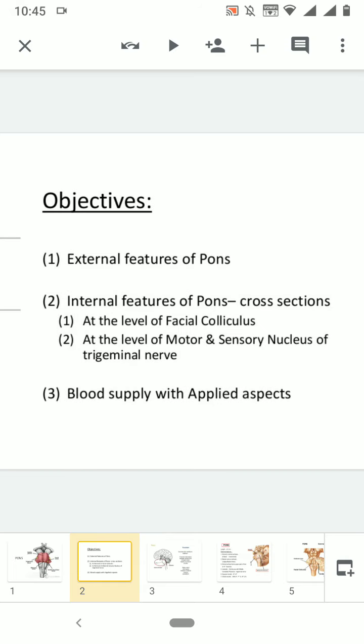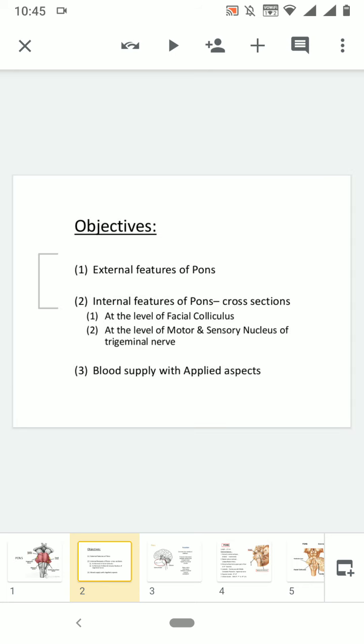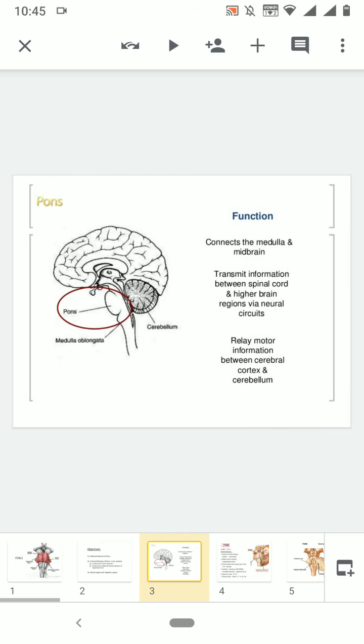So we have to know, similar to the medulla oblongata, the external features of the pons or the gross anatomy of the pons. Secondly, we also have to know the internal features or the cross sections of the pons. Pons cross section at two levels you have to know, that is at the level of the facial colliculus, and next is at the level of the motor and the sensory nuclei of the trigeminal nerve. And definitely you have to know about the blood supply, and with the applied aspects a little bit about the blood supply and the syndromes.